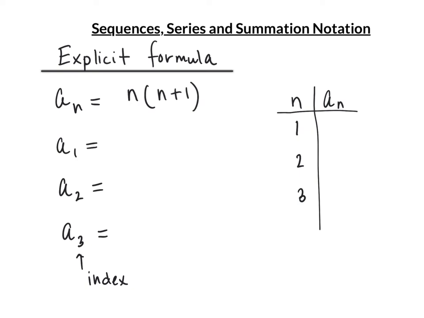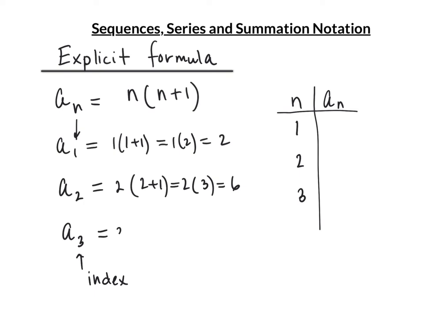If I ask you to calculate a sub 1, that means n is 1. This would be 1 times 1 plus 1, which is 1 times 2, which is 2. And a sub 2 is 2 times 2 plus 1, which is 2 times 3, which is 6. A sub 3 would be 3 times 3 plus 1, which is 3 times 4, which is 12. This is just a normal equation, and I'm just plugging in values.